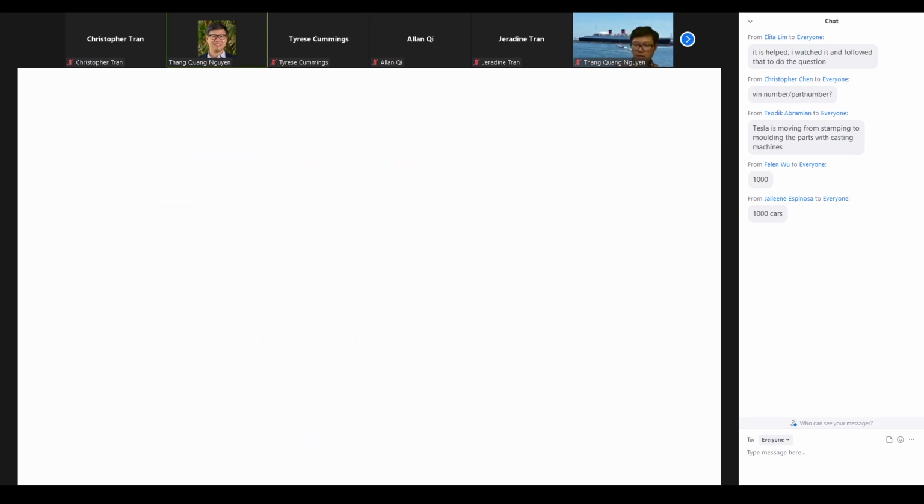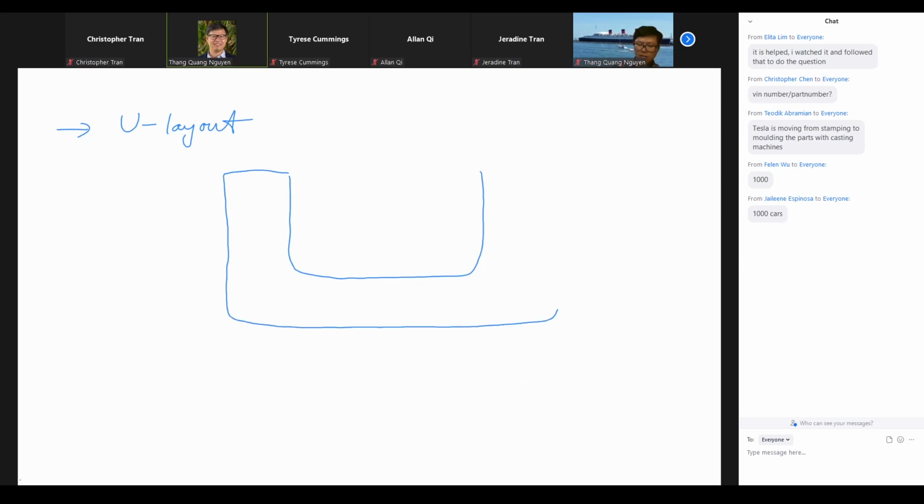Another quick concept here is called the U-shaped layout. The U-shaped layout goes as follows. Instead of making the assembly line a straight line like this, right? Now they bend it to be the U shape like this.